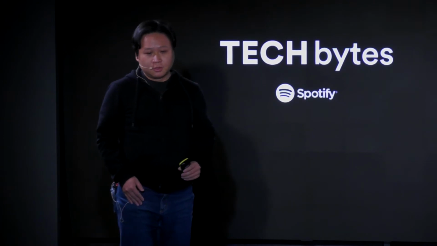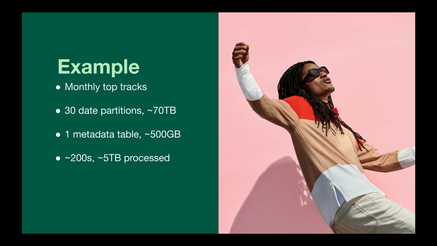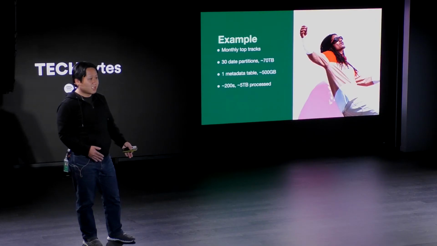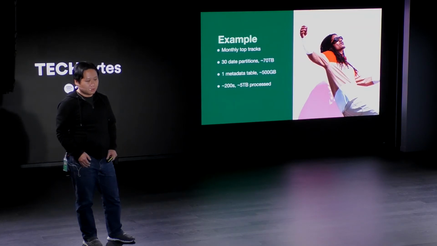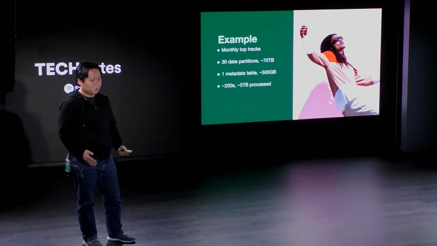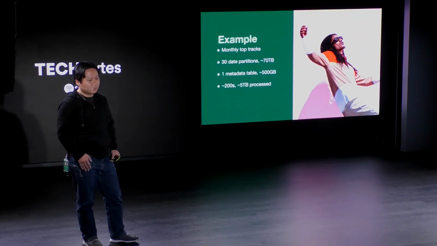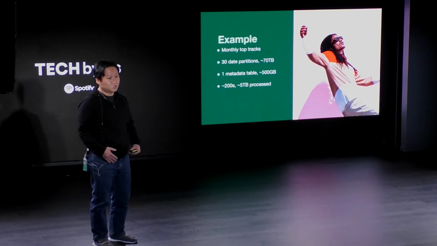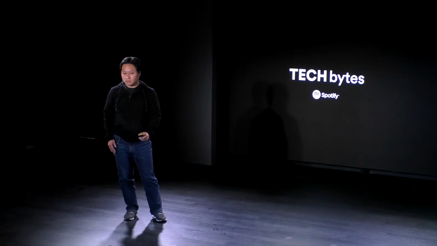A typical example is querying the top tracks per month over Spotify. We have a daily partition of listening history, and in this case it's 70 terabytes of data, and we join that with a metadata table which maps track ID into, say, artist name or album name, and that's another 500 gigs. This query runs on BigQuery in roughly 3 minutes, and you only pay for the 5 terabytes that's actually processed instead of the full table scan, which is pretty great.